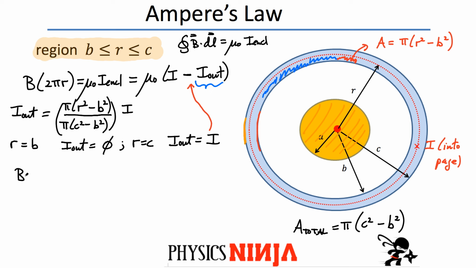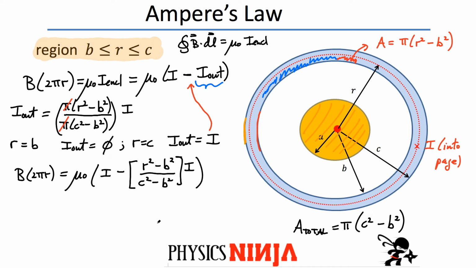So let's look at our expression, 2 pi r, that's always the same. And now I'm going to substitute mu zero, the current from the interior conductor, minus, before substituting I out, let me just get rid of the pi's here. We don't need those since they're the same. Now simply substitute this whole term here. So you get r squared minus b squared divided by c squared minus b squared. Close the bracket, and you also have a current I there.